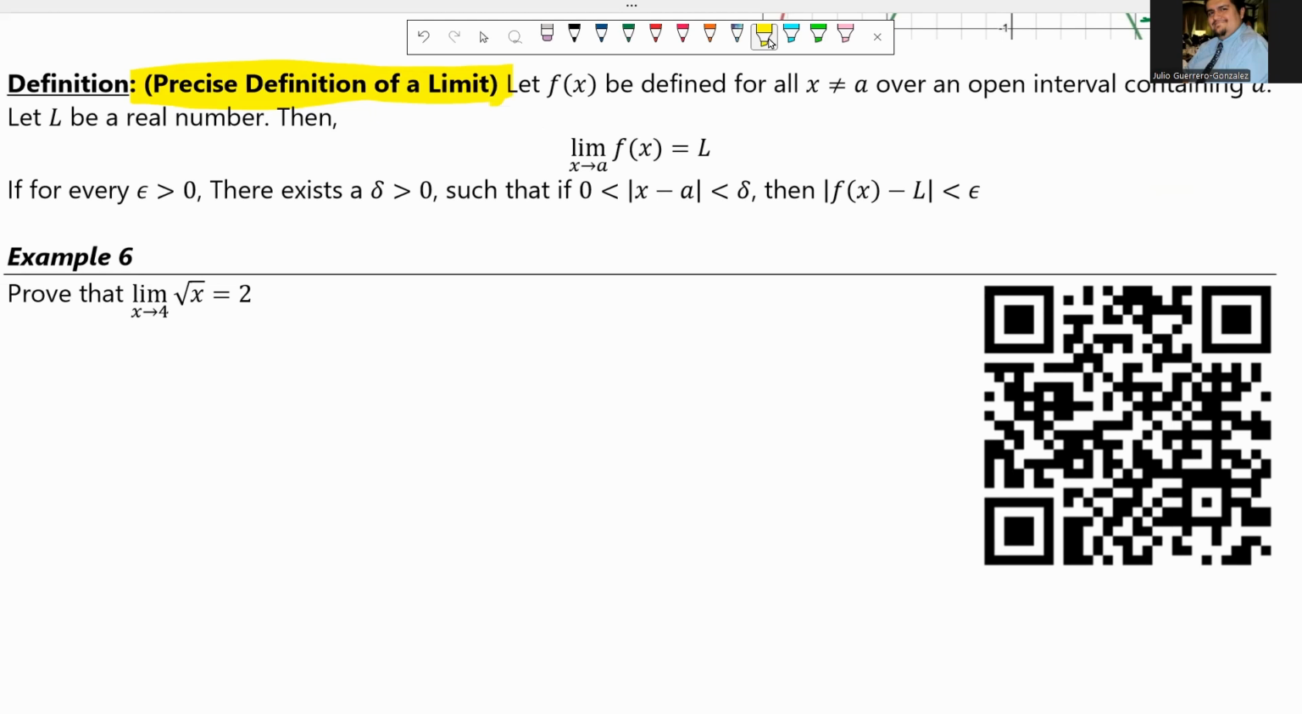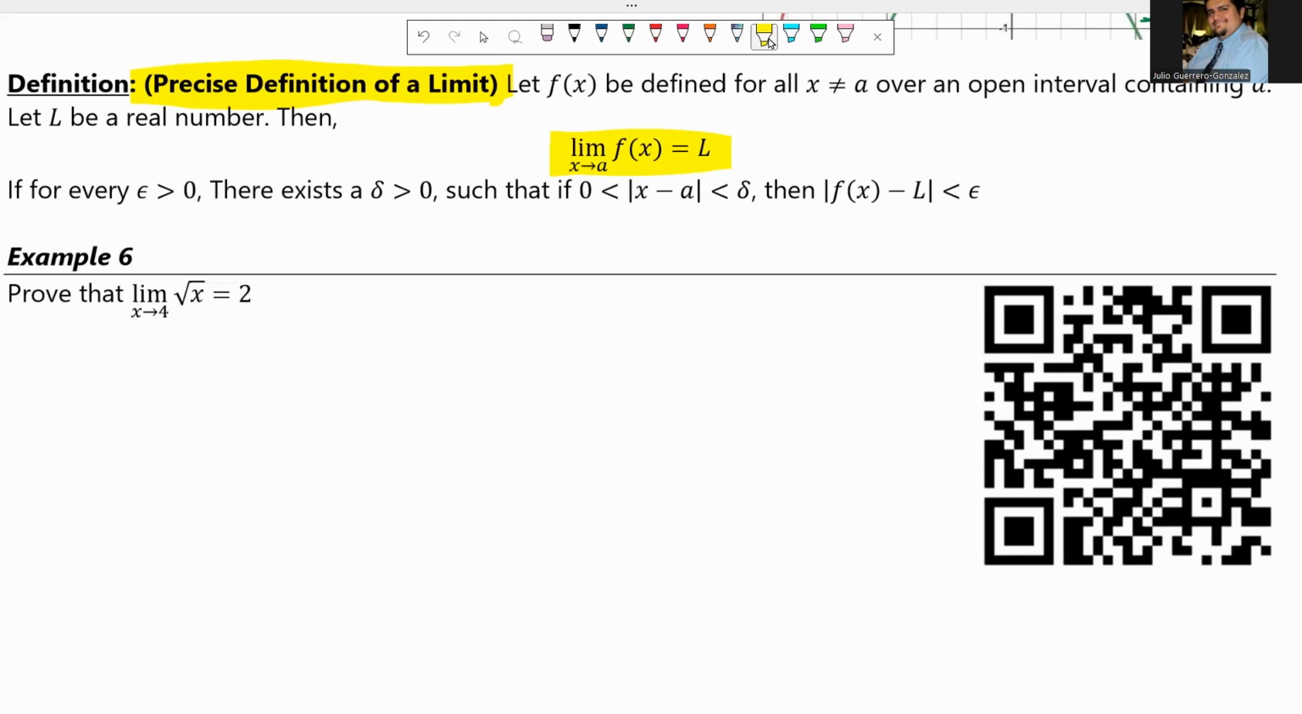Let f of x be defined for all x not equal to a over an open interval containing a, and let L be a real number. Then we say that this is true if for every epsilon greater than 0, there exists a delta such that if the absolute value of x minus a is less than delta, then the absolute value of f of x minus L is less than epsilon. So basically what it's trying to say is that we can contain our outputs if we contain our inputs, essentially.